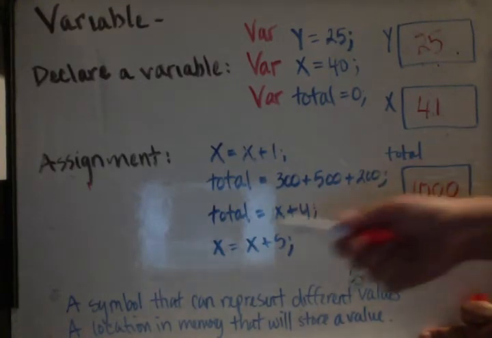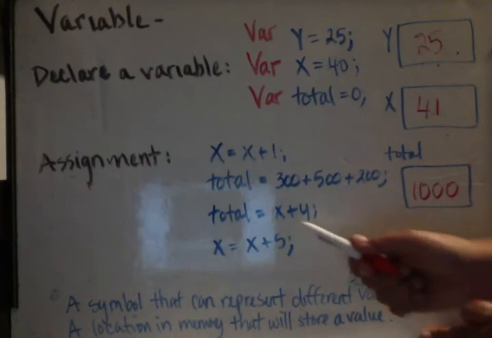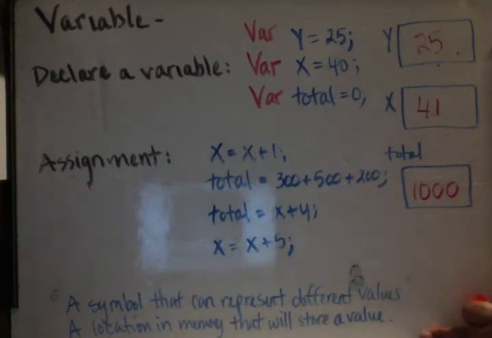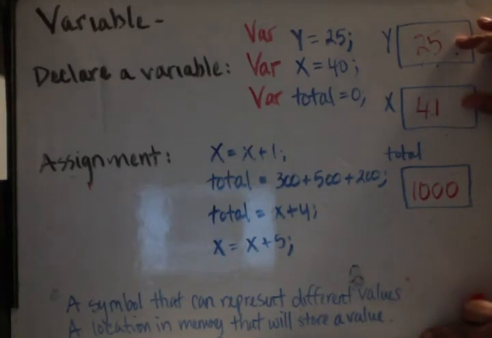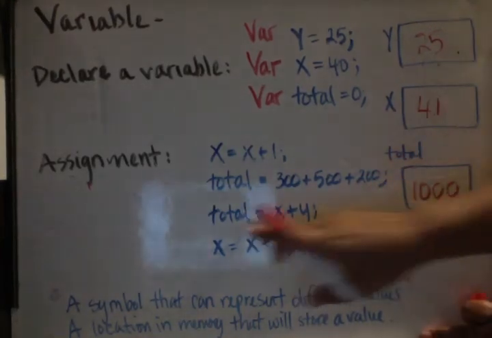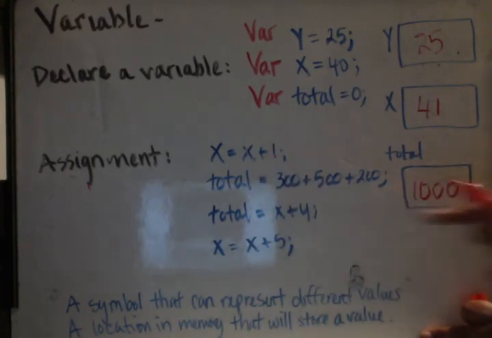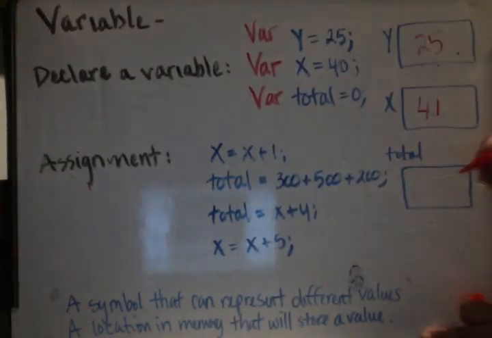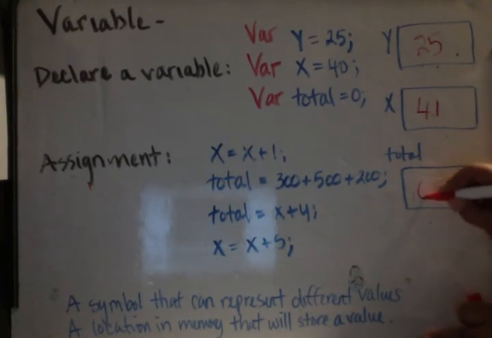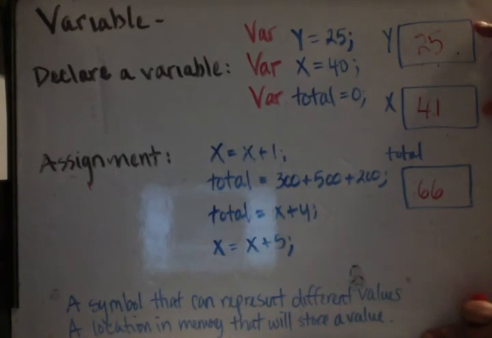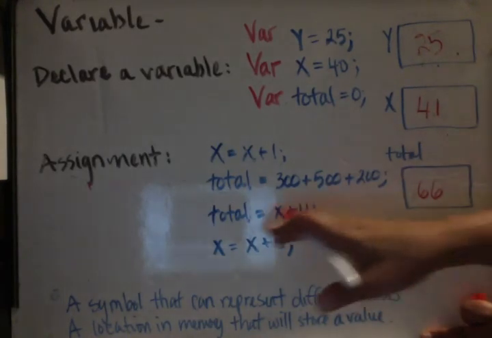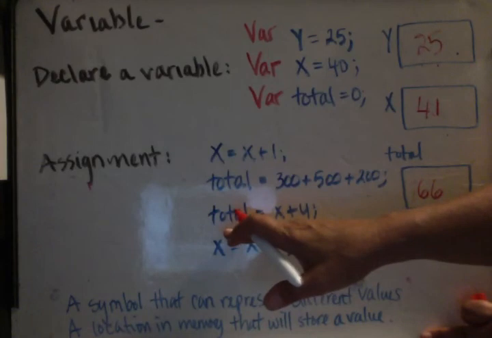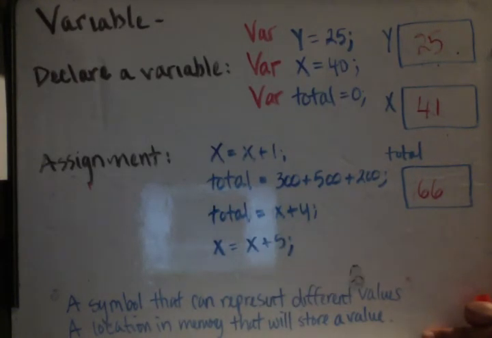The next one says total equals x plus y. So x plus y is going to be 66, and that's the new value of total. So 66, and now I change the value of total. It goes from 1,000 to 66. One important thing here is notice x and y didn't change at all. They remain the same. It's only the variable name on the left side of the equation that gets changed.